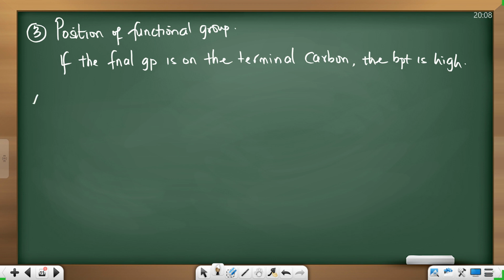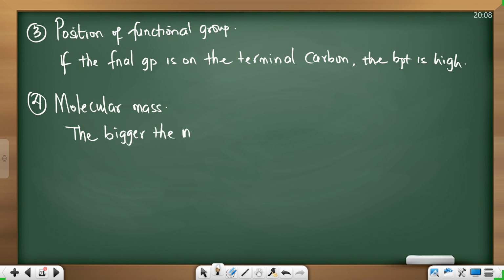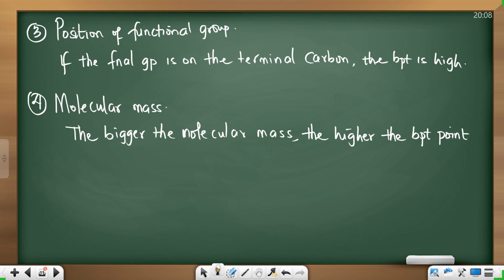And lastly, molecular mass. The bigger the molecular mass, and once the molecular mass is increasing, it means the chain length is also increasing, the higher the boiling point. And once I say the higher the boiling point, you should automatically know that the lower the vapor pressure.